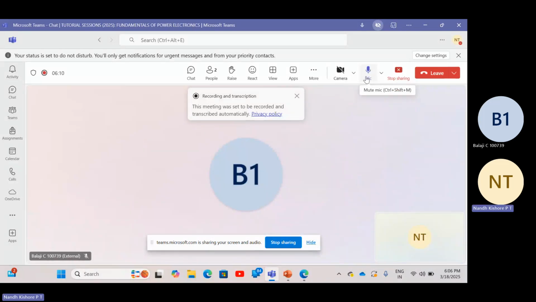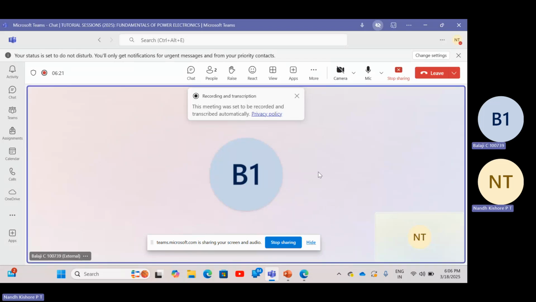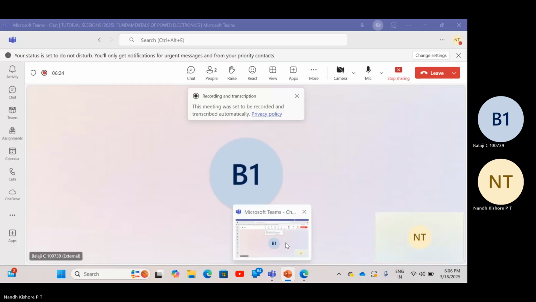Hi and good evening, Balaji. Please tell me if you are able to see my screen and if my audio is audible. Sir, your screen is not visible. Just share your screen. Is it now visible? Yeah, it's visible now. Okay, thanks. I'll just wait for one more minute and then we can start.